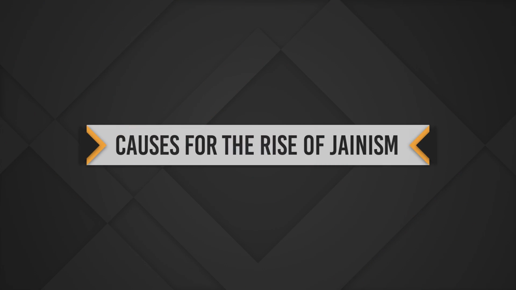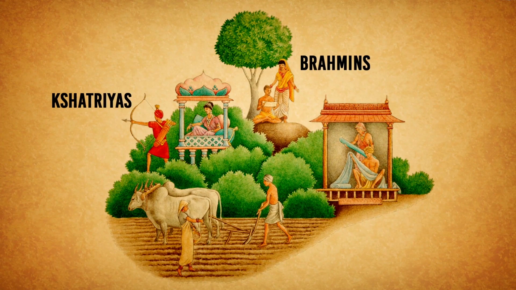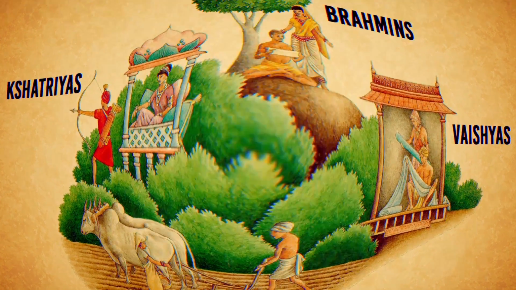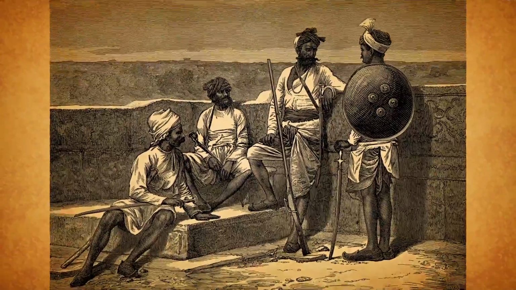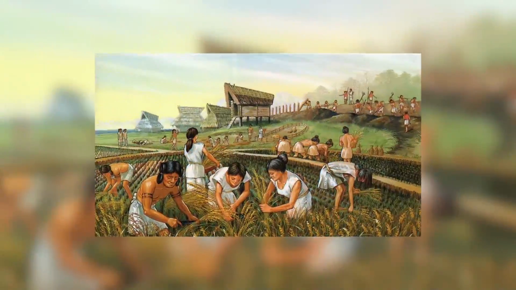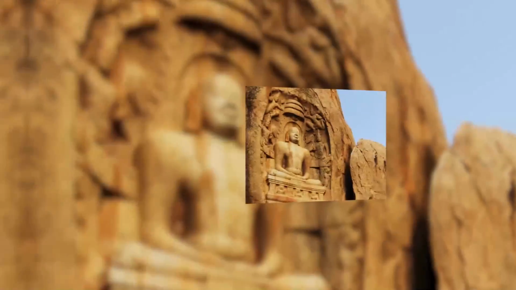Causes for the rise of Jainism: division of society into four varnas, that is the Brahmins, Kshatriyas, Vaishyas and Shudras; the desire of Vaishyas to improve their social status; the reaction of Kshatriyas to Brahmin supremacy in Hindu society; and the new agricultural economy, along with the reaction of the commoners.